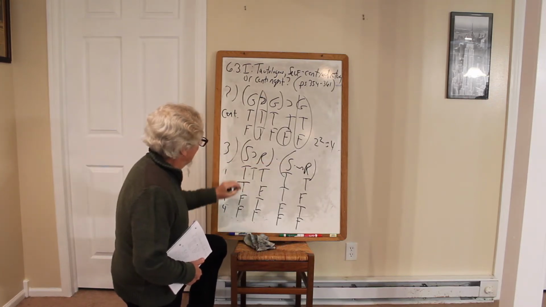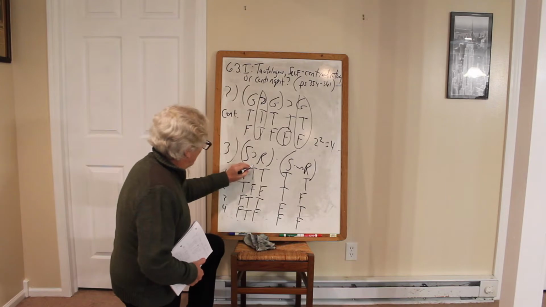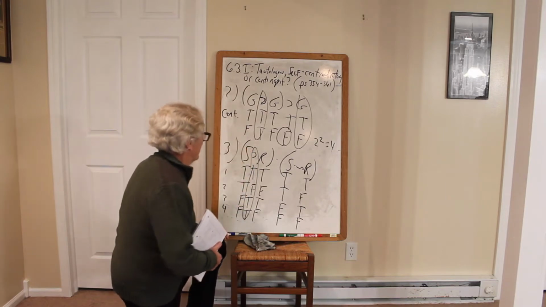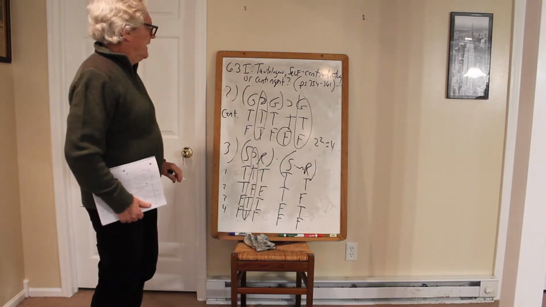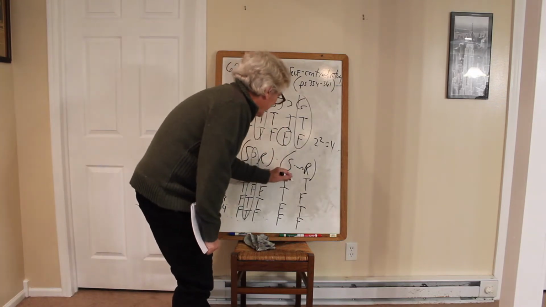True implies true is true, as we know from last time. True implies false is false. False implies true is true. False implies false is true. So I'm going to make it easy on my eyes and just circle that one. And I know I'm going to need it later when I do the conjunction of these two conjuncts.